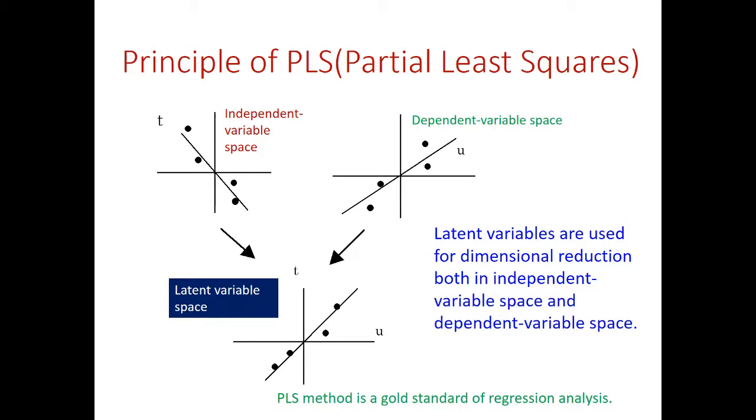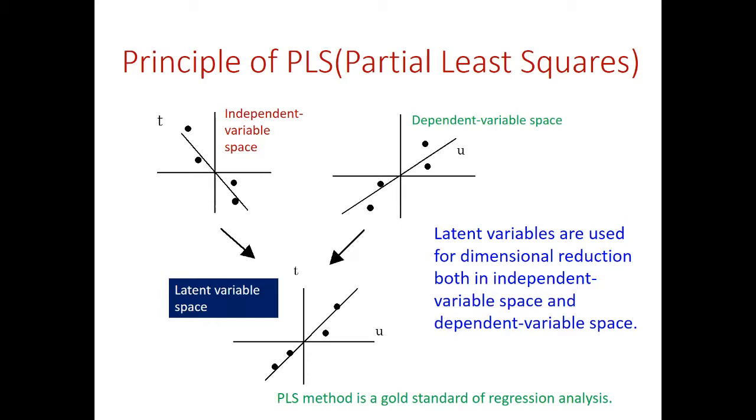Latent variables are used for dimensional reduction, both in the independent variable space and the dependent variable space. The regression function is obtained in the latent variable space, and after that it is reproduced to the dependent variable space. This is called the PLS method, and it is a kind of gold standard of regression analysis, especially in the chemometrics field.